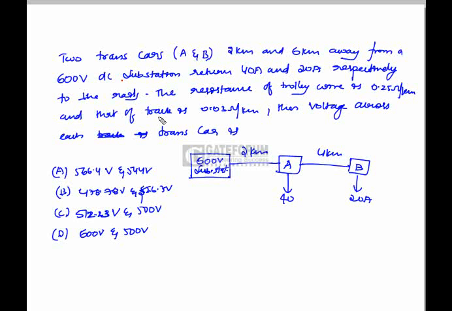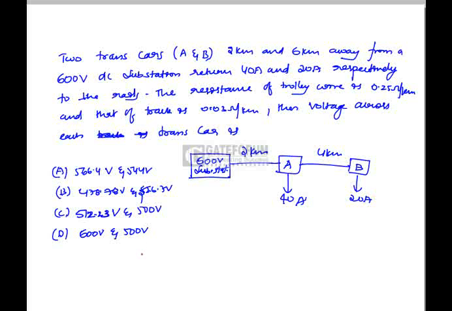Two trans cars A and B are 2 kilometers and 6 kilometers away from a 600 volt DC substation. Each returns 40 amperes and 20 amperes to the rails. A trans car is nothing but a supply taken from the trolley wire to the top track, which is nothing but tappings. This is 40 amperes and 20 amperes for A and B.